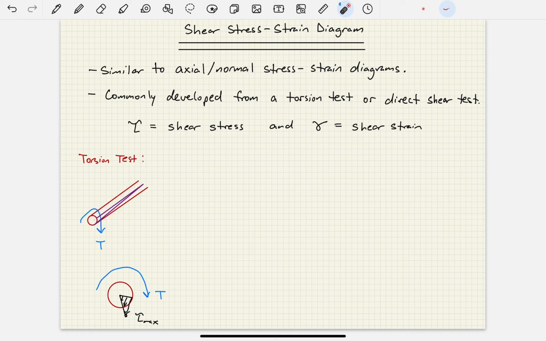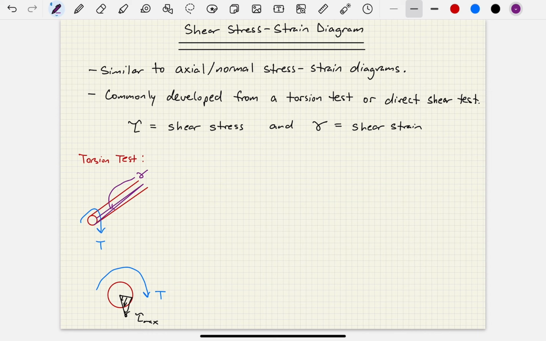So you see that this has rotated, and what has developed here is this little angle right here. Well, this is a measure of shear strain gamma, okay? That's the change in angle between longitudinal lines along the length of the shaft, the original longitudinal line before loading, and then the deformed longitudinal line after loading, okay?